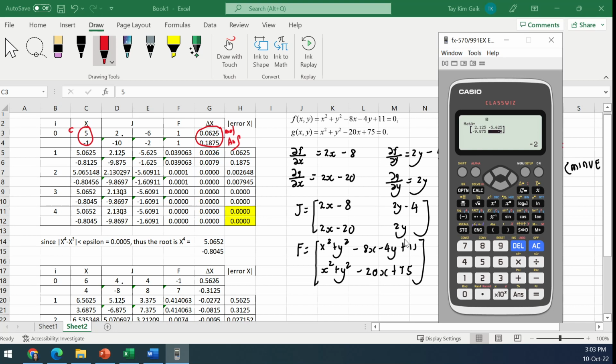Okay, the last value for 2y is 2 times the y, negative 0.8125. So you see how tedious it is to calculate one by one. If you use Excel, once you key in the correct formula, you just copy it down. So now you already update your Jacobian.